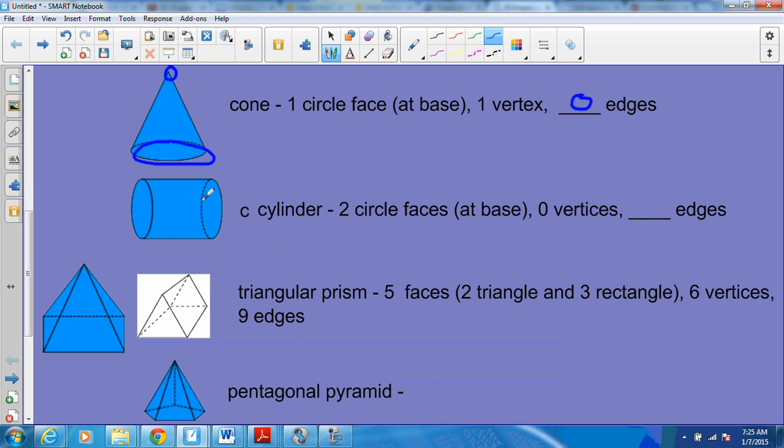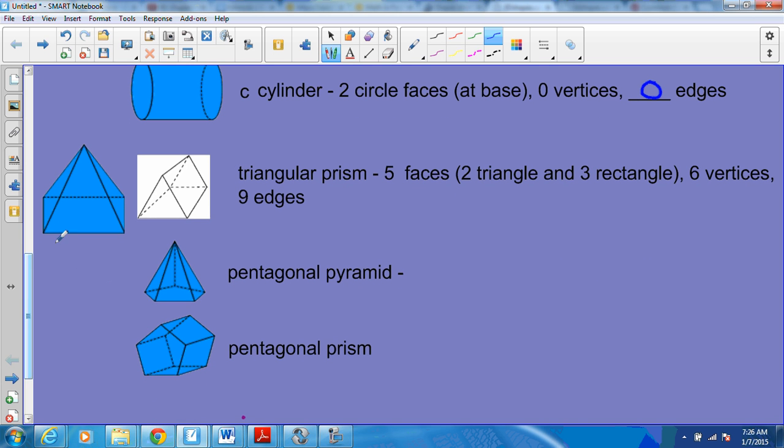Next shape is a cylinder. A cylinder has two circle faces, one at the top and one at the bottom. You might also hear those called bases. So here are the circle faces. And because the faces don't meet at all, they just have a curved part in the middle, you can say it has zero edges. It has zero vertices because it doesn't have any points.